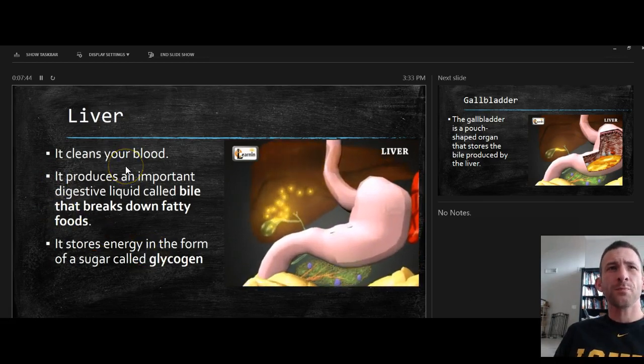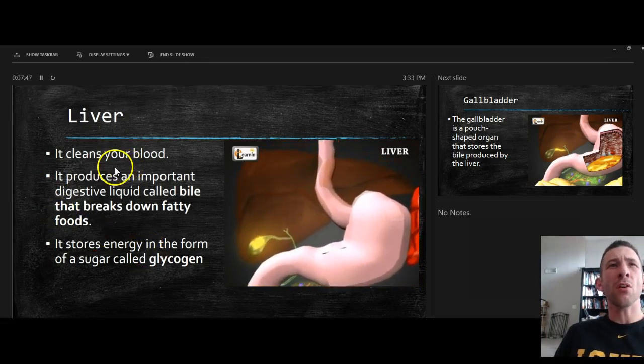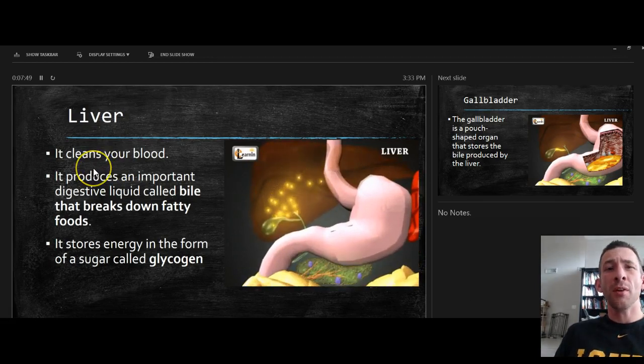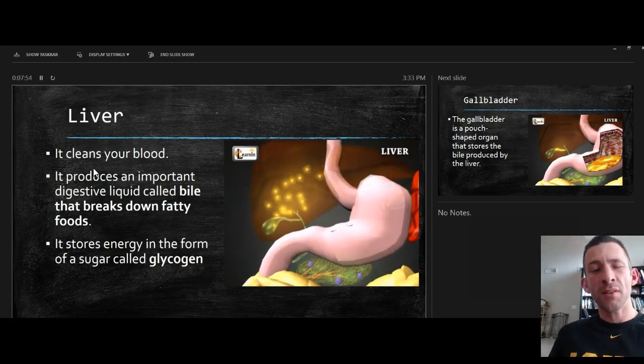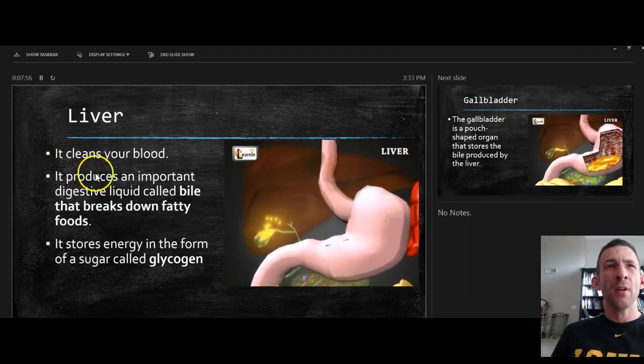So it cleans your blood. It's a filtering process. If you ingest alcohol or other things like that, it actually cleans your blood. If you were to remove someone's liver and someone were to have an alcoholic beverage, it would be lethal without the presence of a liver that operates correctly.